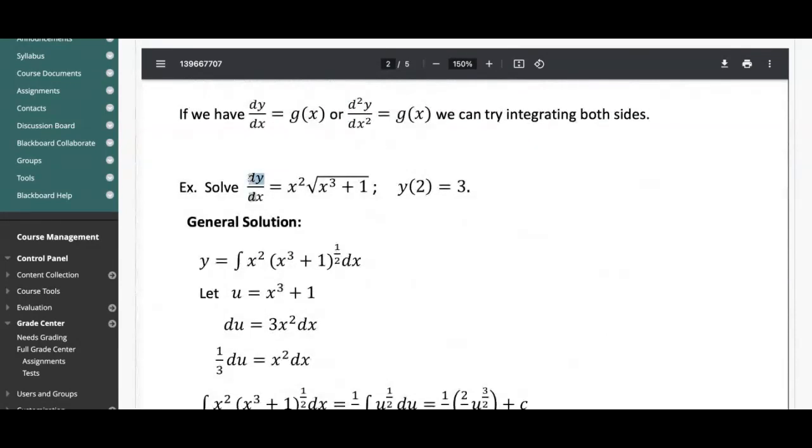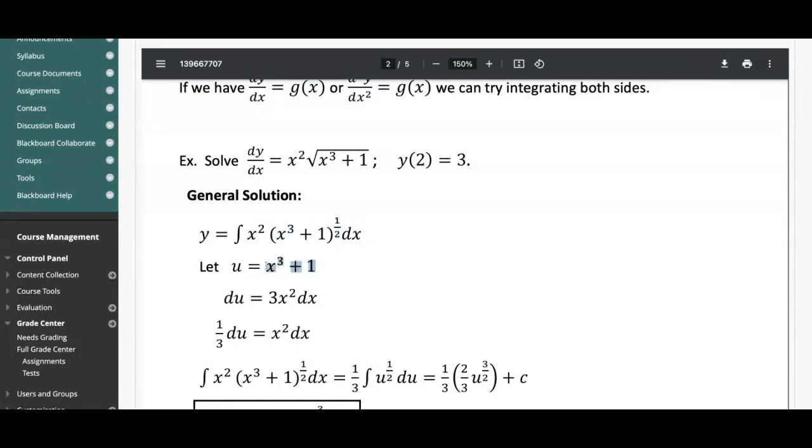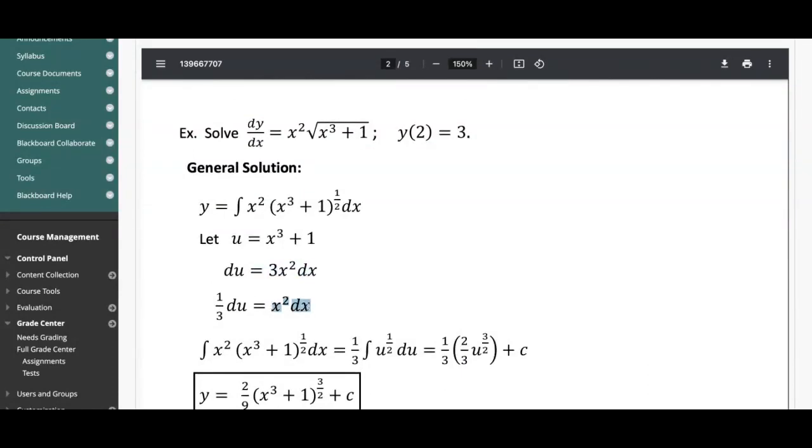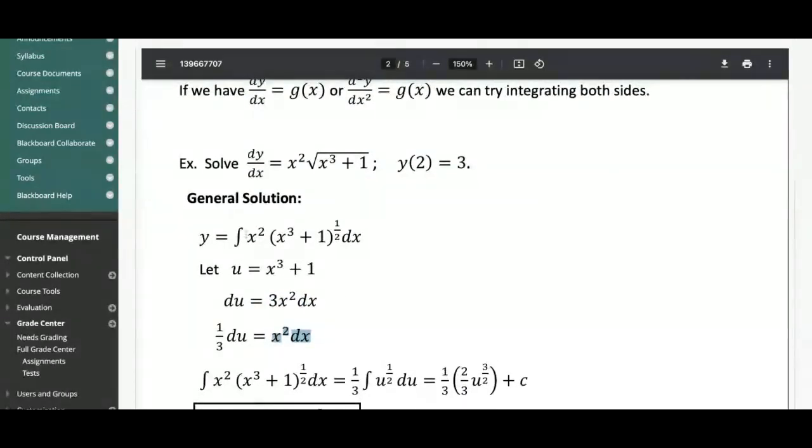Okay, we just integrate. So this is first level, first order. We just integrate dy dx, we get y. Integrate the other side. We could use u substitution for x cubed plus 1, then du equals 3x squared dx. Then x squared dx equals 1/3 of du because we have x squared dx in the integrand. So this will be the square root of u, then 1/3 of du.